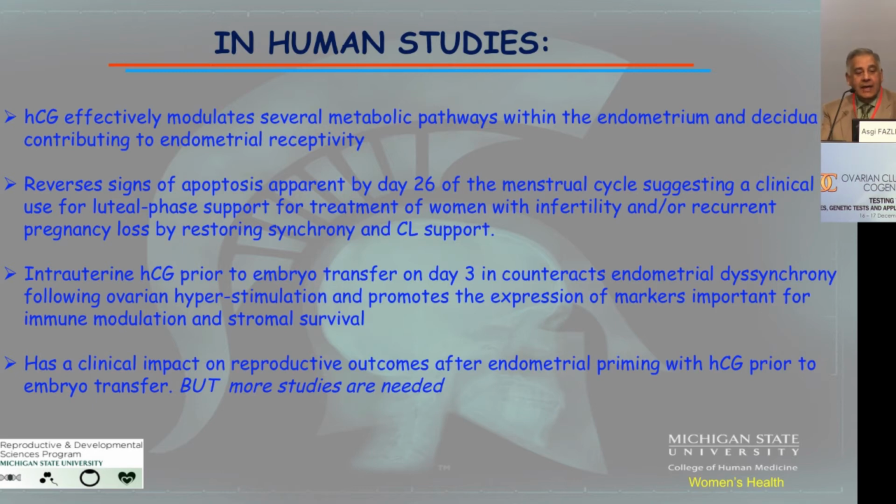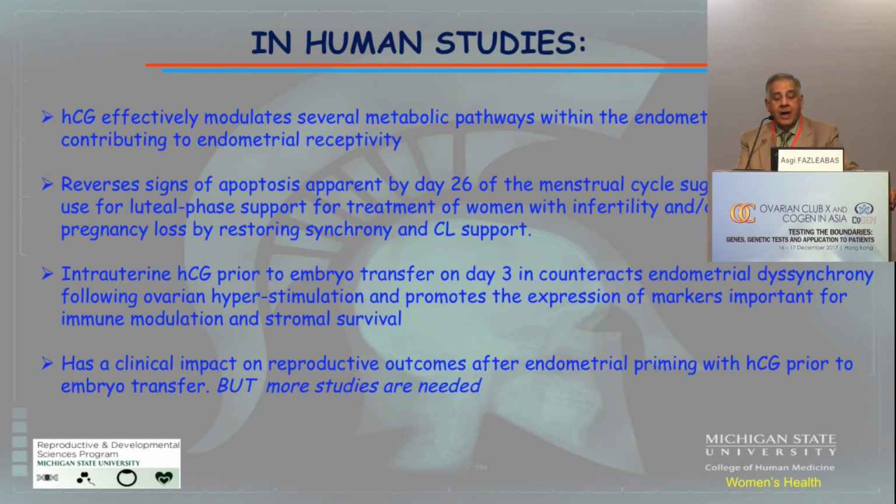So our human studies have shown that HCG does modulate various metabolic pathways within the endometrium and the decidua, that it reverses the apoptotic process that might be induced either because of dyssynchrony following ovarian hyperstimulation, or in situations where there are luteal phase defects and there's early effects to the progesterone, decrease in the progesterone, and perhaps that can be improved to increase CL support. That the intrauterine HCG prior to embryo transfer seems to counteract some of these effects, and that might be helpful in terms of correcting the endometrium, and that it does seem to have a clinical impact on endometrial priming and HCG prior to embryo transfer.